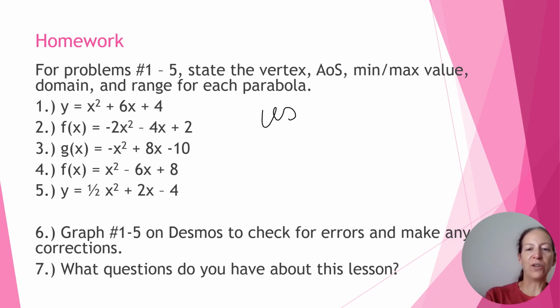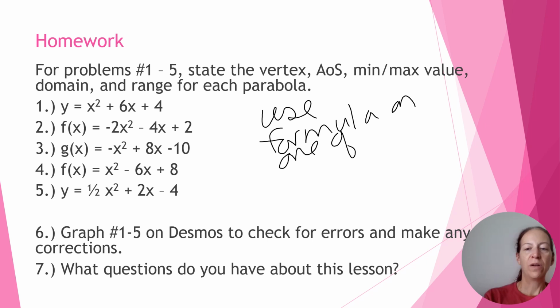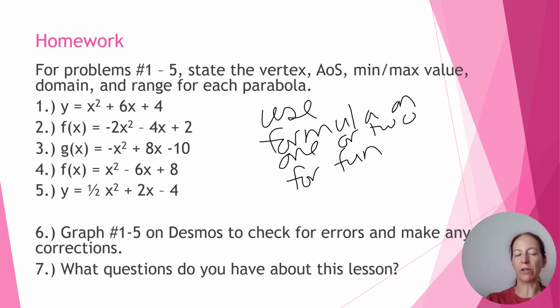Okay? So use the formula on 1 or 2 for fun. And then use the graph just to double check. And that will let that formula sink home a little bit more. For 6, graph them on Desmos to check for errors and any corrections, which you're probably solving it that way in the first place. And what questions do you have about this lesson?